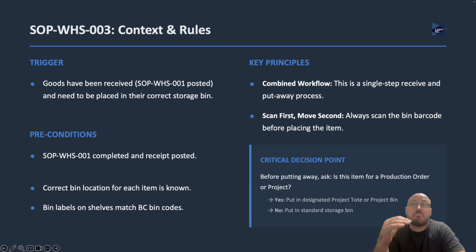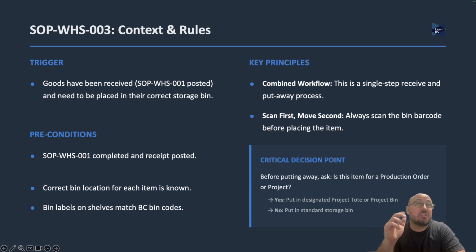Critical decision point before putting stuff away. Is this item for a production or a project or some special order? You need to know that. And the way that you know that, when we do this with special clients, as you're receiving, a sticker may print out that's a different color, or the line will change color on your receipt, or a column is exposed saying a project ID. So we've got all those options depending on the client and what's been implemented for you.